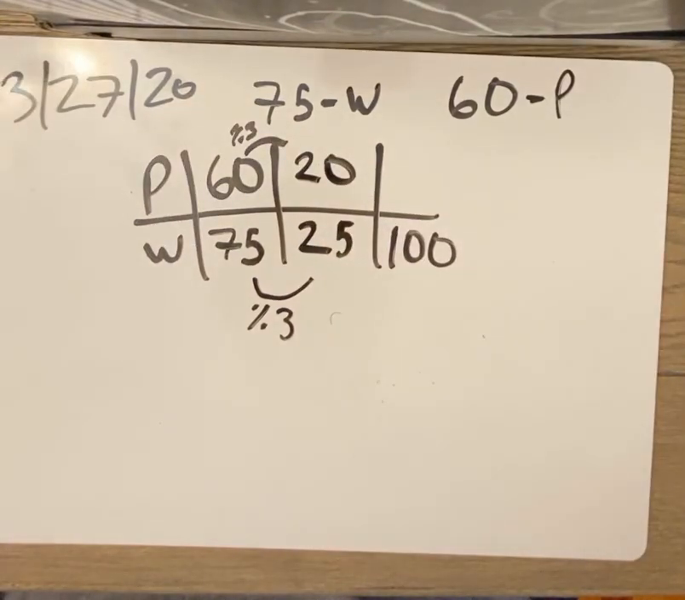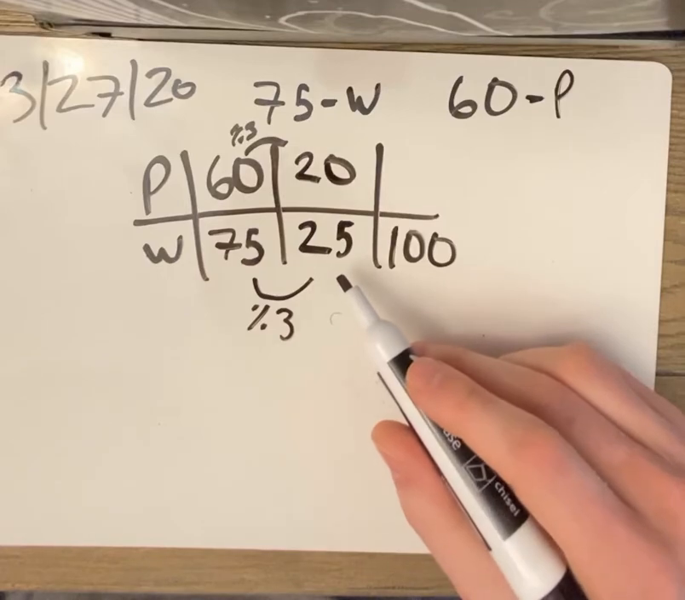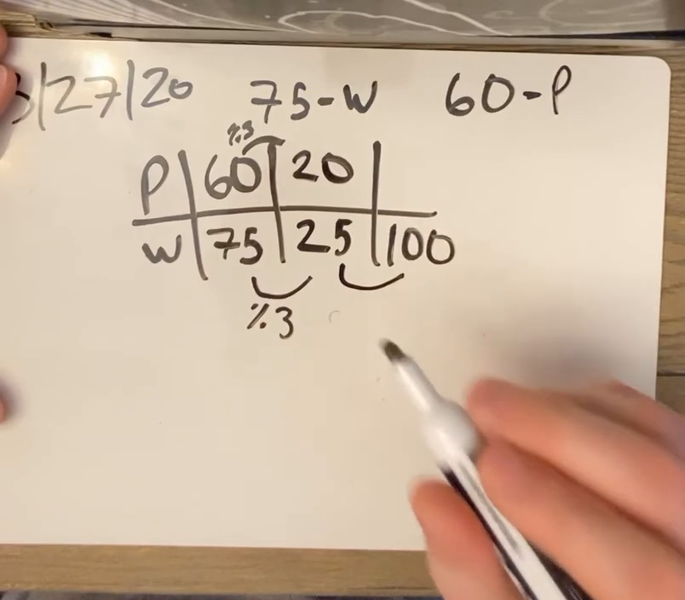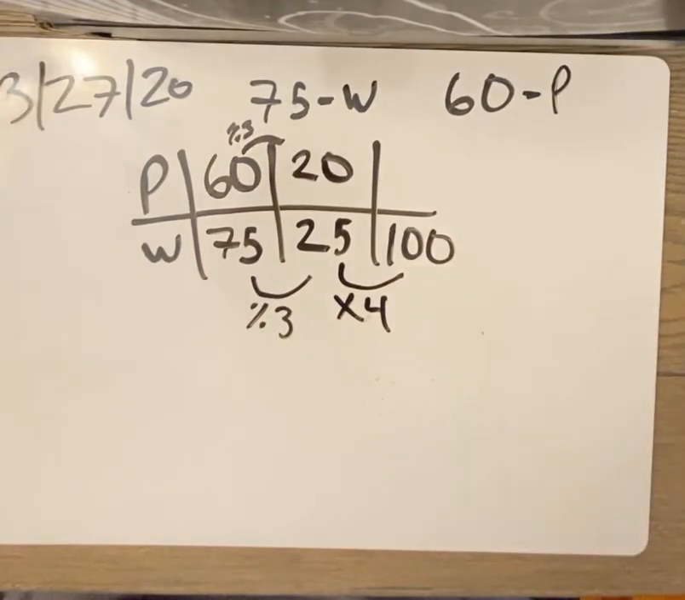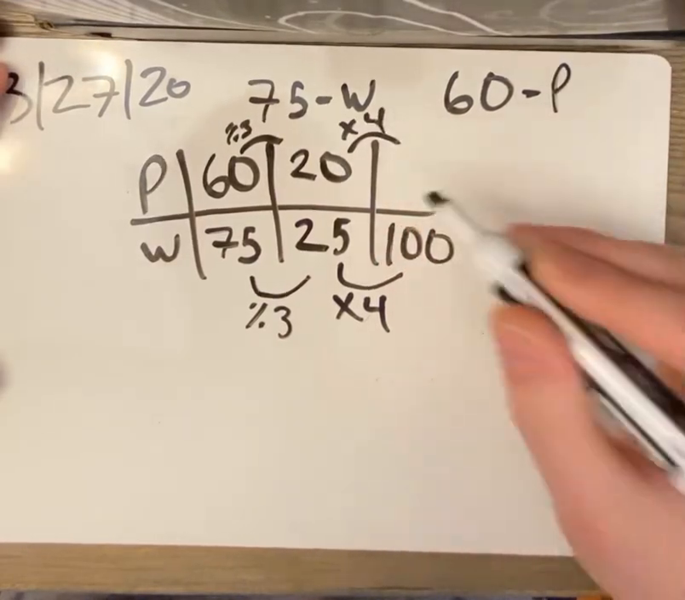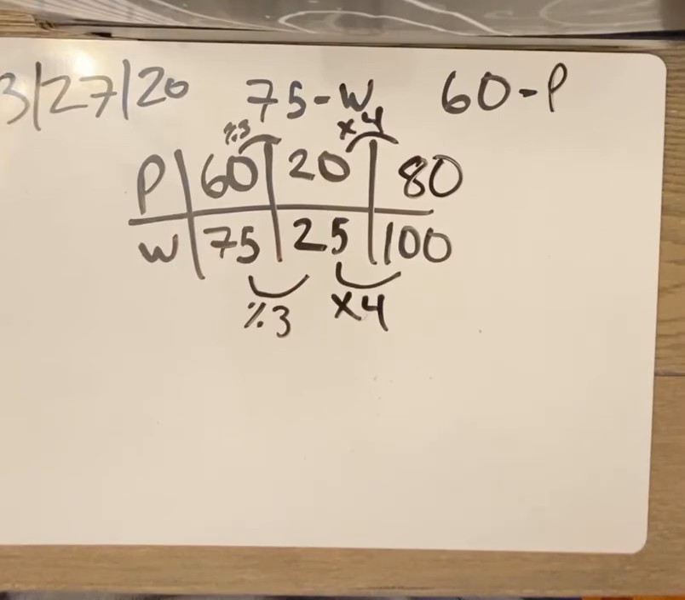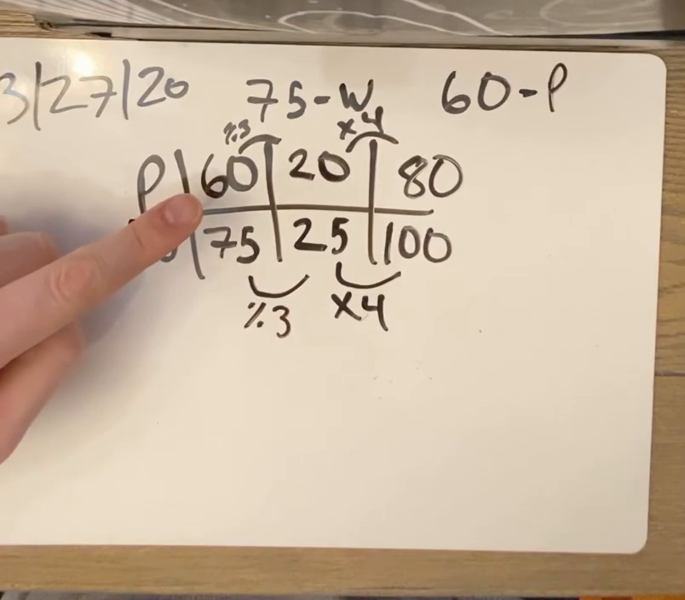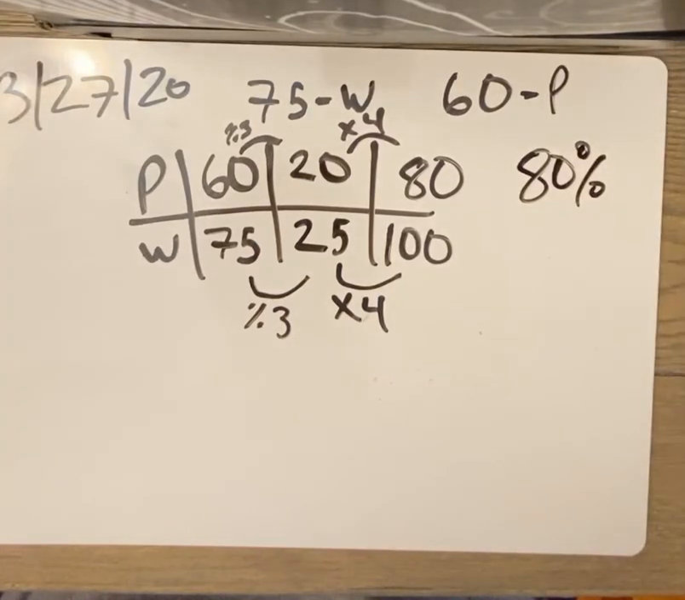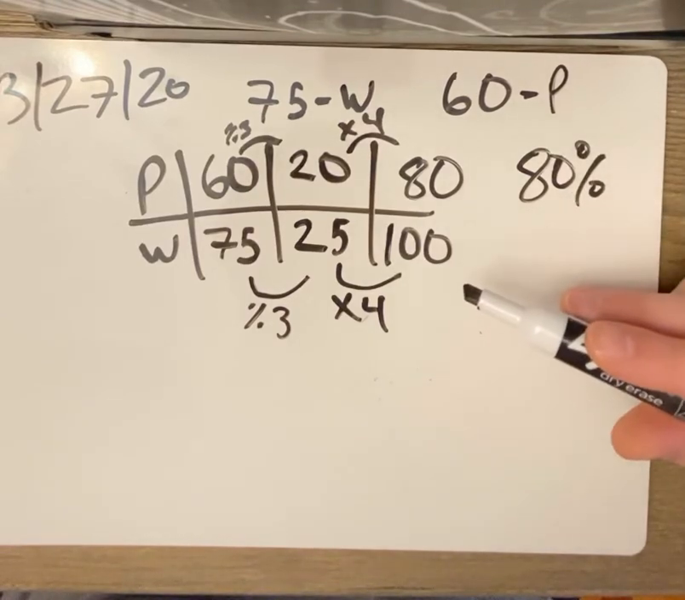Right? So now you're asking yourself, how can I get from 25 to 100? Well, let's just say quarters again, right? How many quarters are in $1? 4. Right? Golden rule, what you do to the bottom, you do to the top, times 4. So this is telling me right now that since Yoshi graded 60 papers, he graded 80% of the papers, right?